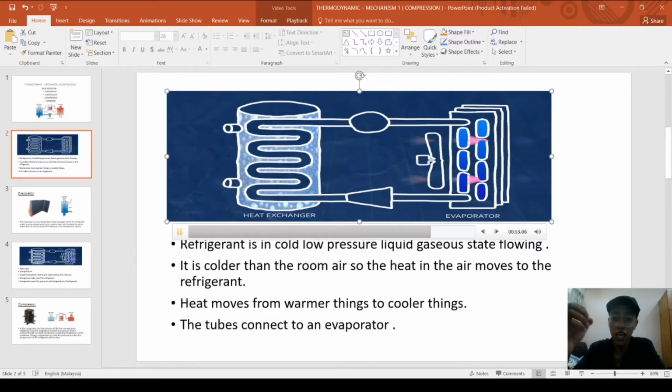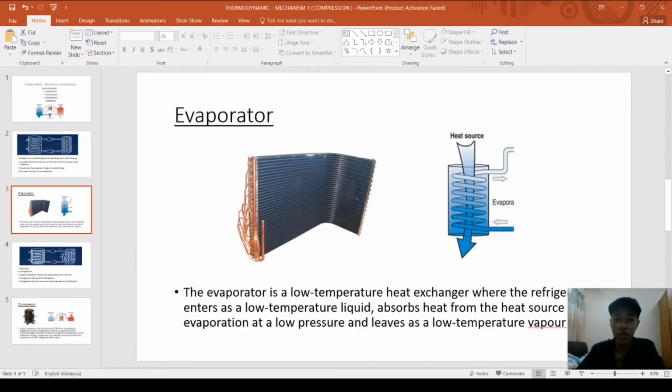This is an example of an evaporator, which consists of tubes. The refrigerant will move around the tubes, and the heat exchange occurs in the whole system of the heat exchanger. This is called a heat exchanger. There are a lot of heat exchangers: oil heat exchangers, water heat exchangers, and more. This one is maybe an air heat exchanger.